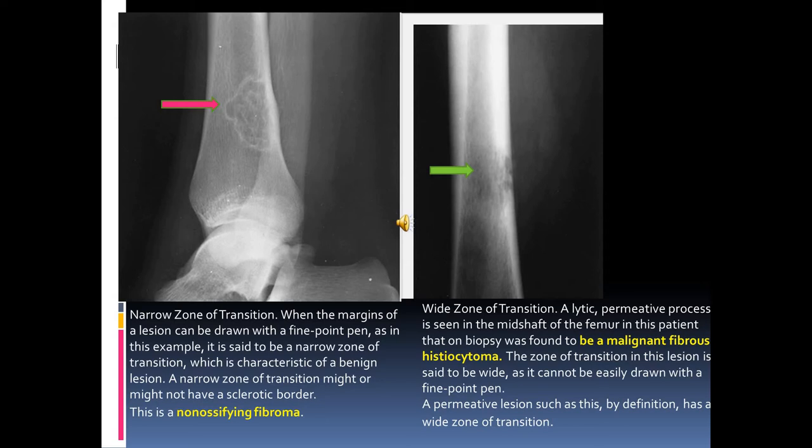While in the next image, which is demarcated by the green arrow, we can see an area of low bone density involving the medulla and part of the cortex with no obvious boundaries, or we cannot judge where is the normal and the abnormal bone. So simply, we cannot draw the borders of the lesion with a pen. So it means that this is an aggressive lesion or wide zone of transition.